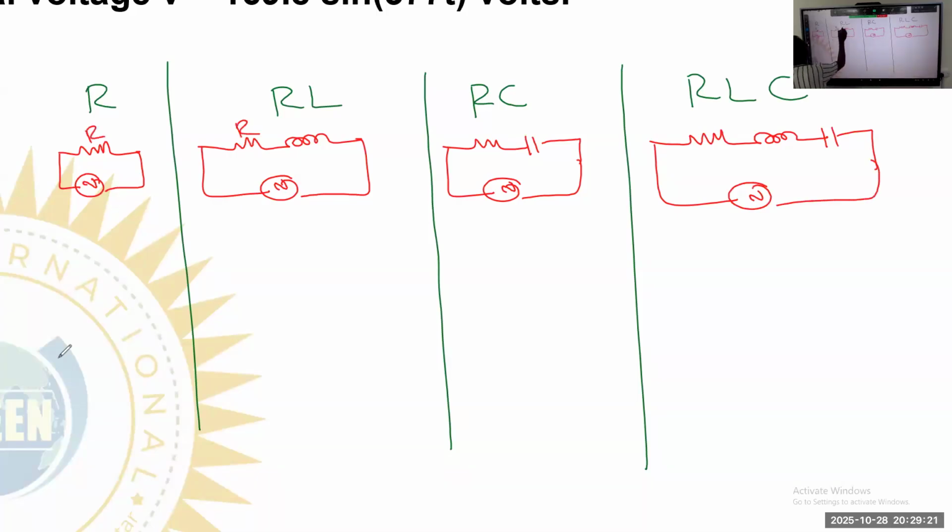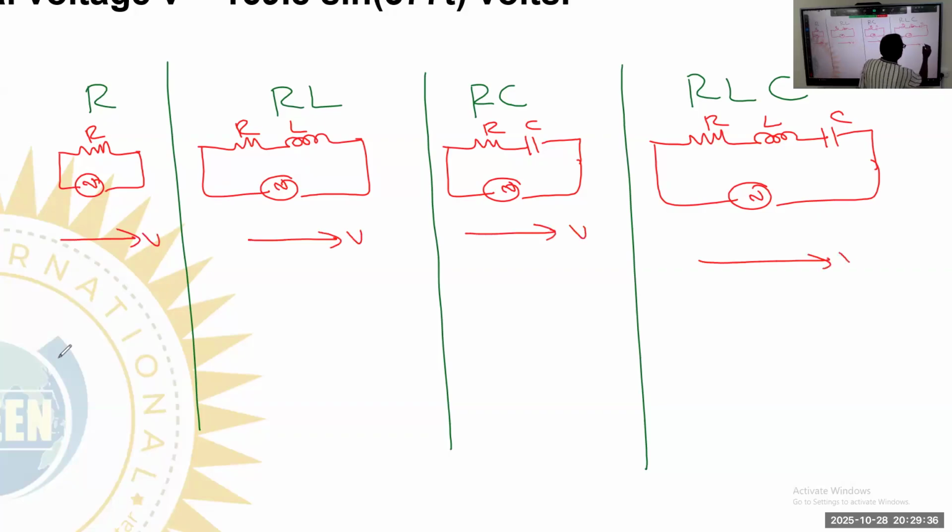Or RL, RC, or LC. Okay. Here, the phase sign, we are giving the voltage. So the current is in phase in an RL circuit. What is the RL circuit? R means pure in phase. L means lagging. But it's an RL circuit.